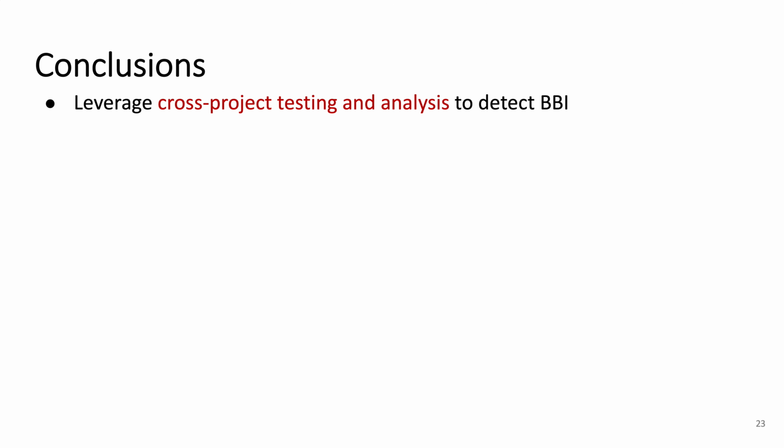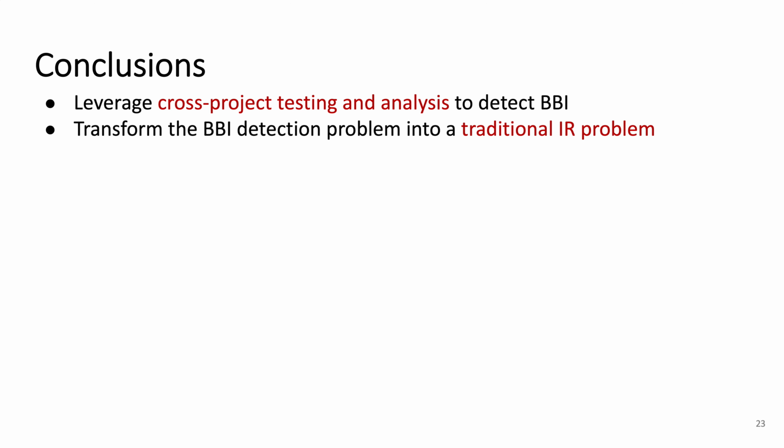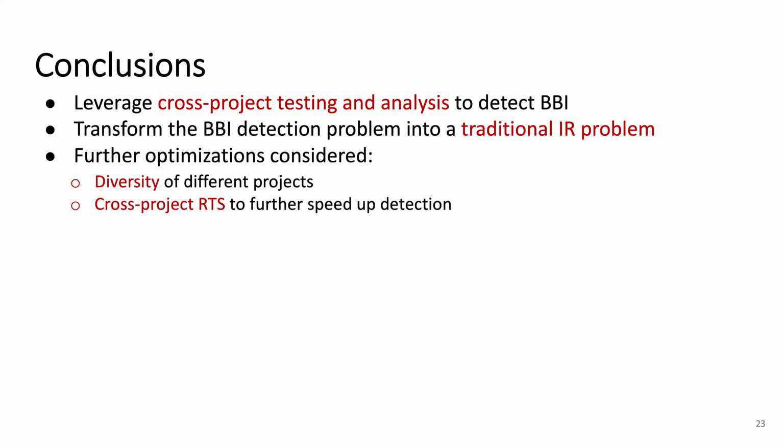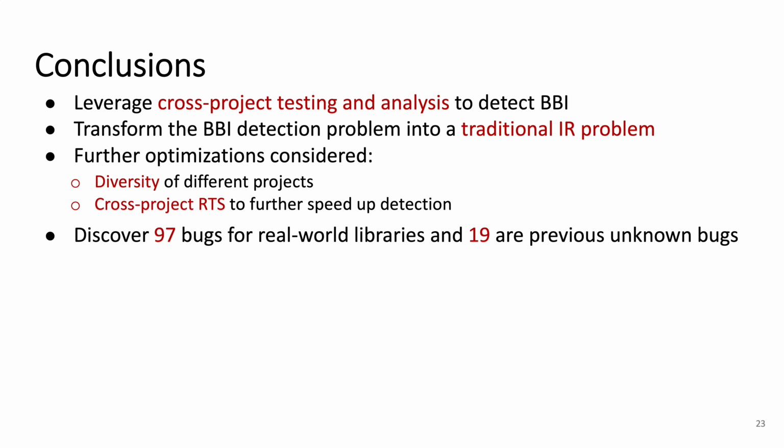And here is the conclusion from our paper. We leverage cross-project testing and analysis to detect BBI. We transform the BBI detection problem into a traditional IR problem. And we further optimize using diversity and cross-project RTS to speed up the detection. We discovered 97 bugs in real-world libraries, and 19 are previously unknown bugs.